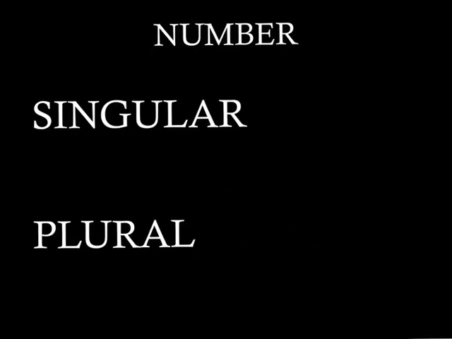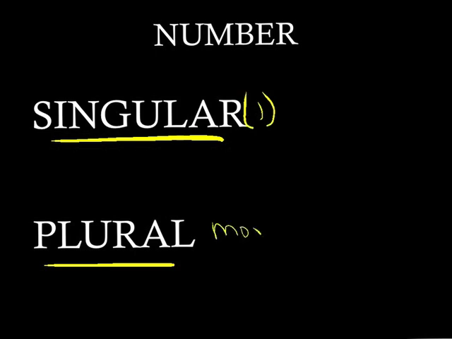So number is a little more straightforward. It's either going to be singular or plural. We know the difference between singular and plural. Singular is one thing, plural is more than one. The only tricky thing about number is that if I ask you what number is this verb, the answer is not a number. The answer is either singular or plural. So that trips people up sometimes.